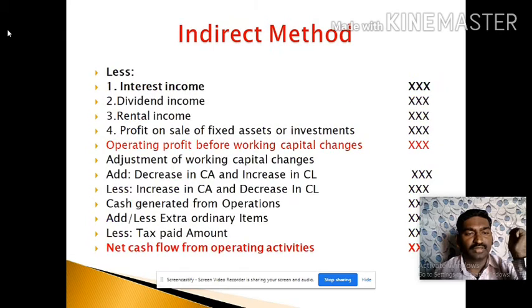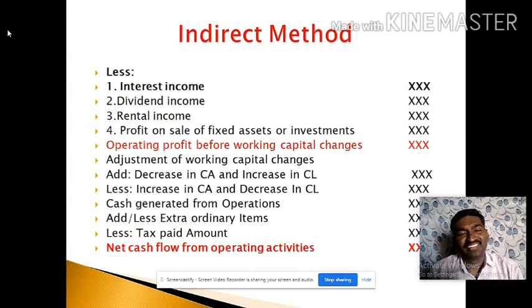Here, the next one is profit on sale of fixed assets or investments. After adjustment of non-operating expenses and non-operating income, the resulting figure will be treated as operating profit before working capital changes. Then we have to do the adjustment of working capital.